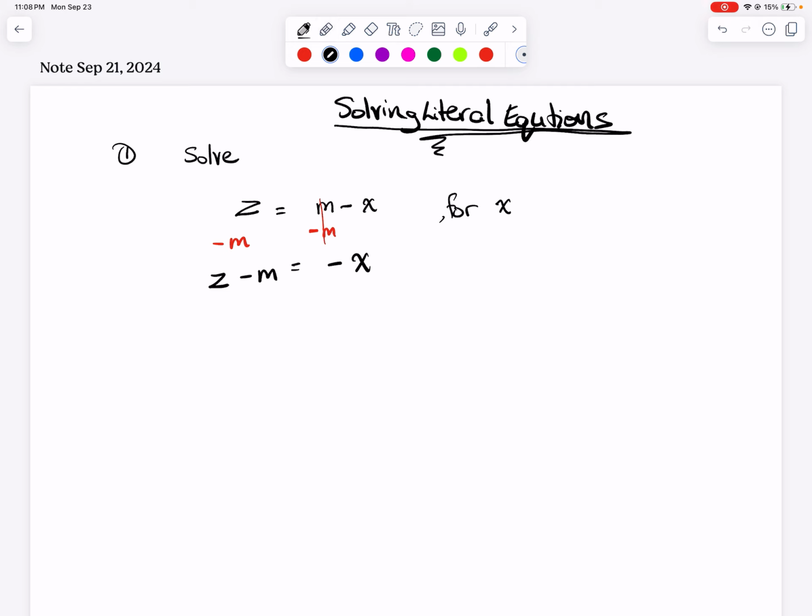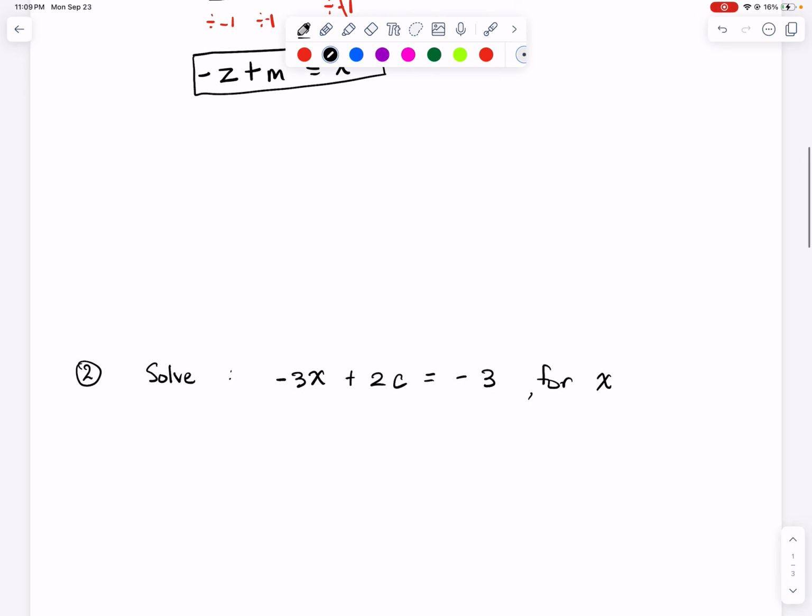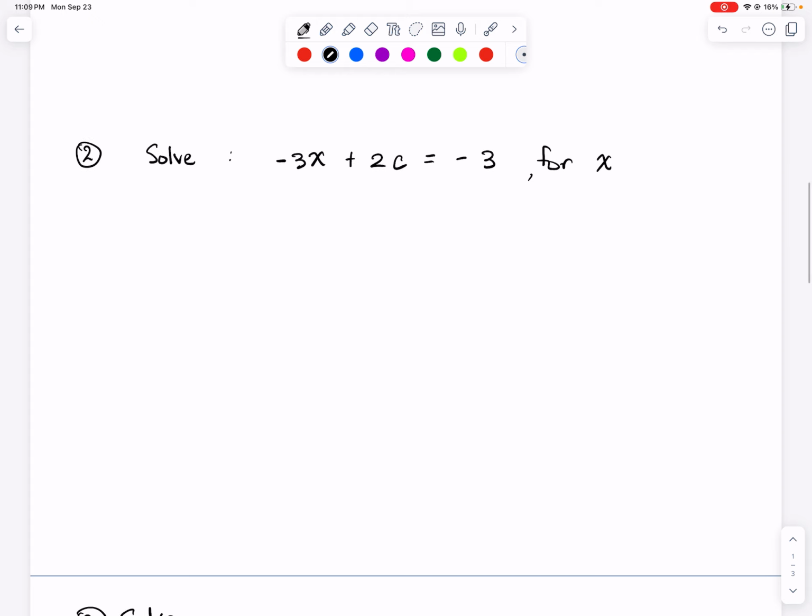And so we're almost done, but notice that we do still have a negative sign here. And so in order to get rid of that, we can divide or multiply by -1. And that will get rid of that negative. Whatever you do to that side, we have to do to this side as well. All right, so here we have on the left side, negative z plus m, because those signs change, is equal to x. And so we've isolated x, and that is how you solve a literal equation. But that one was not that challenging. Let's take it up a notch and keep getting a little bit more challenging.